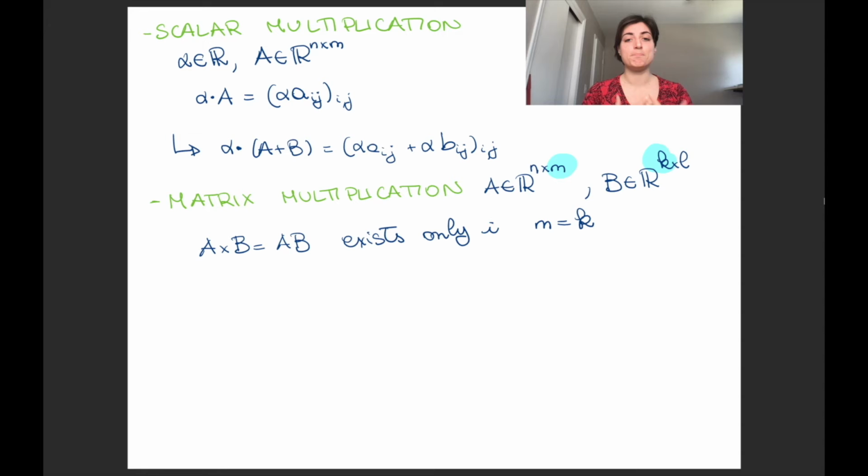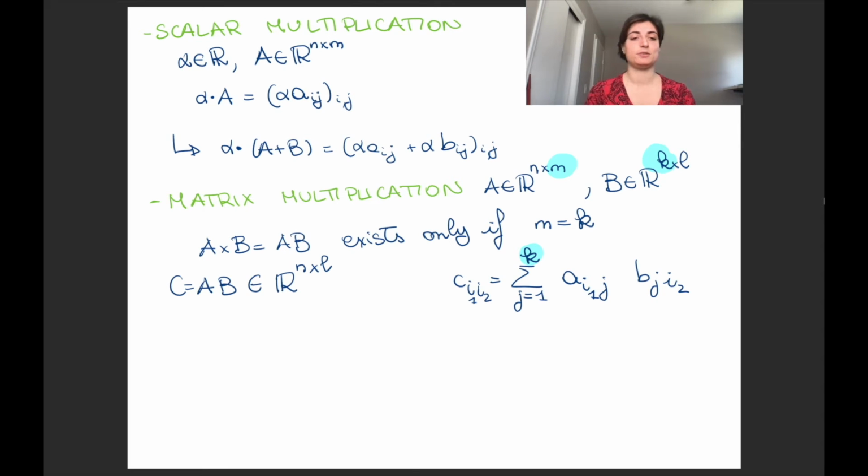Can we have matrix multiplication? So a matrix multiplied by another matrix, A times B, where A and B are matrices, only works if the number of columns of A is the same as the number of rows of B. So in this case, A has n rows and m columns, and B has k rows and l columns. We need m equal to k.